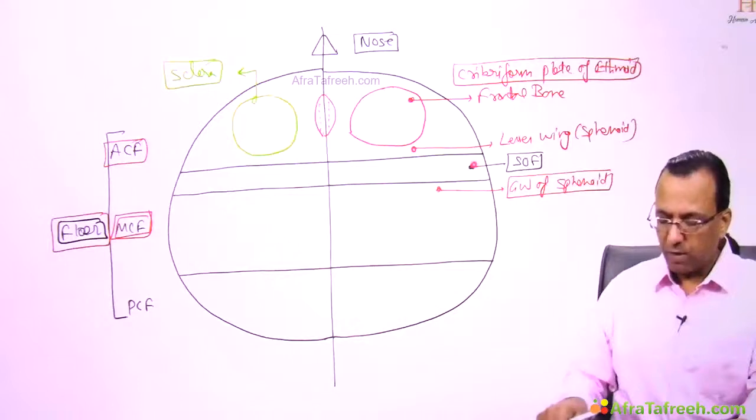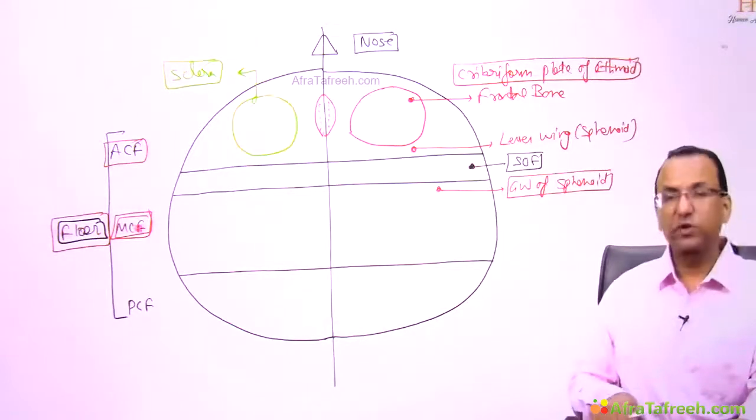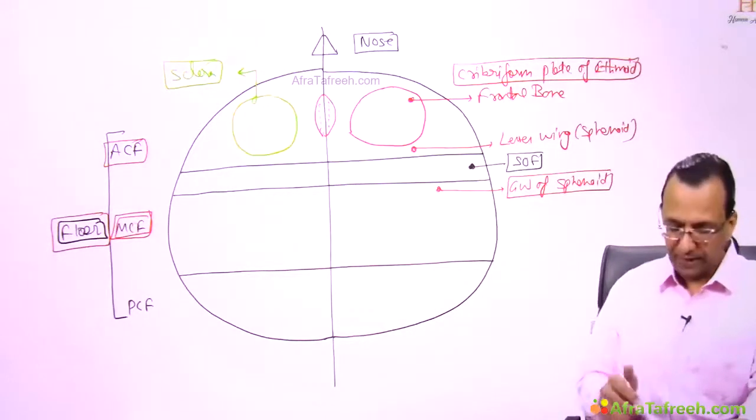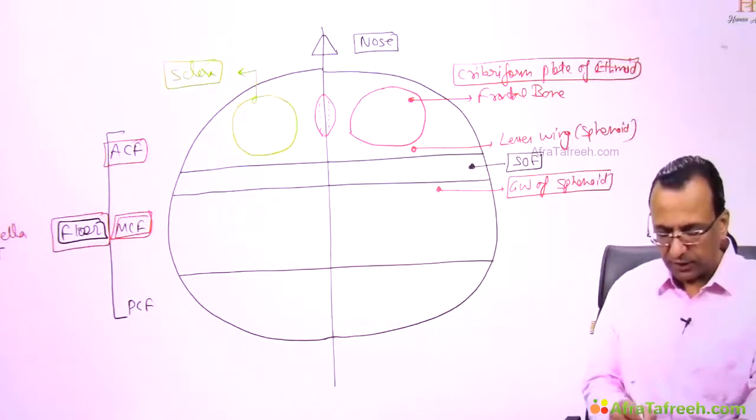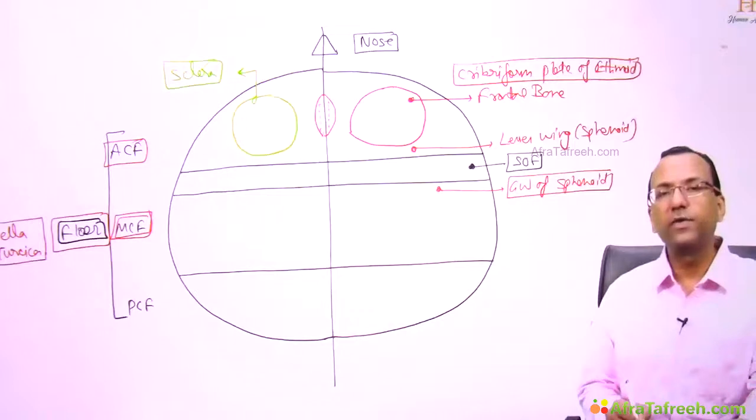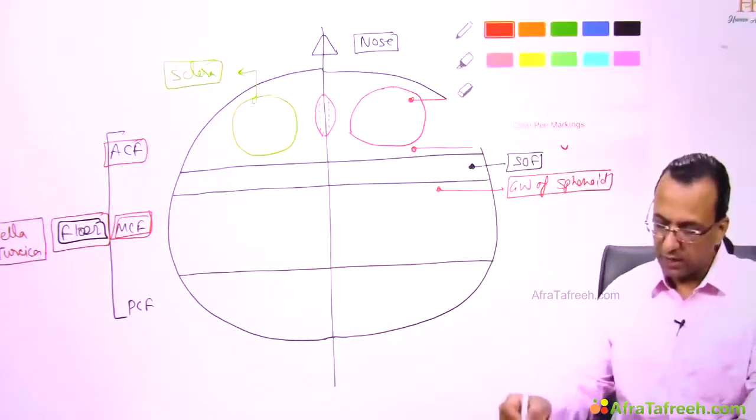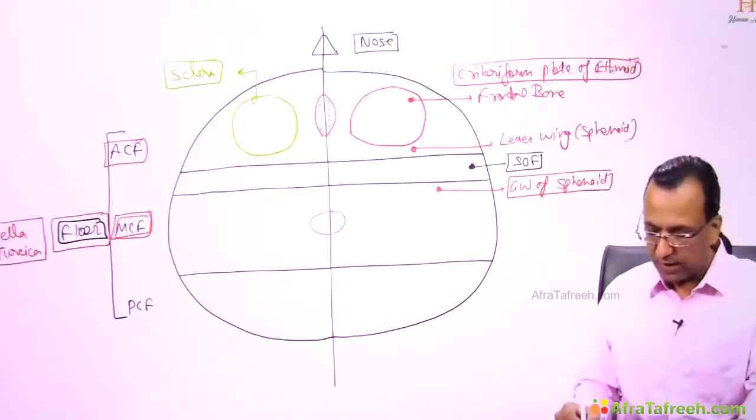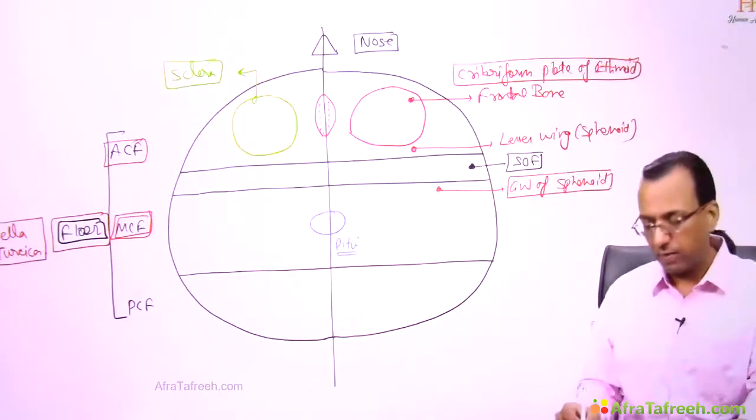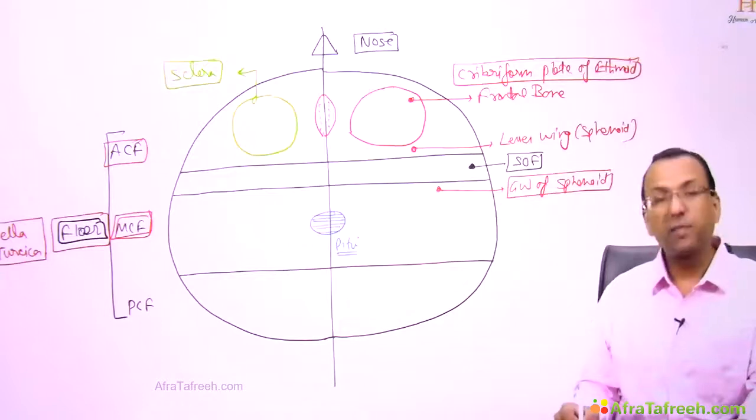As you're talking about the floor of the middle cranial fossa, you know there was a sella turcica, and sella turcica is actually in the body of the sphenoid. And what is inside the sella turcica? The pituitary gland in the midline. So you're telling that there will be some pituitary gland in the midline. Yes, in the body of sphenoid.